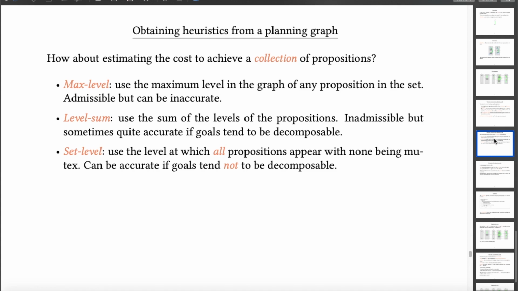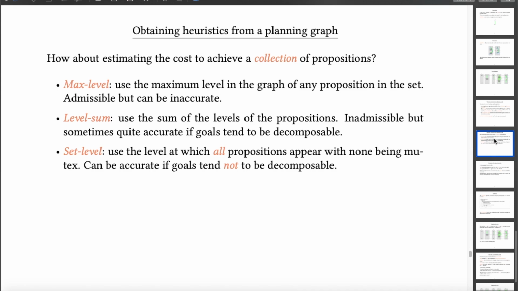Max level is exactly what it says it is. You use the maximum level in the graph of any proposition in the set that you're trying to achieve. The level sum uses the sum of the levels of the propositions that you're trying to achieve. And the set level uses the level at which all the propositions appear, with none of them being mutually exclusive.